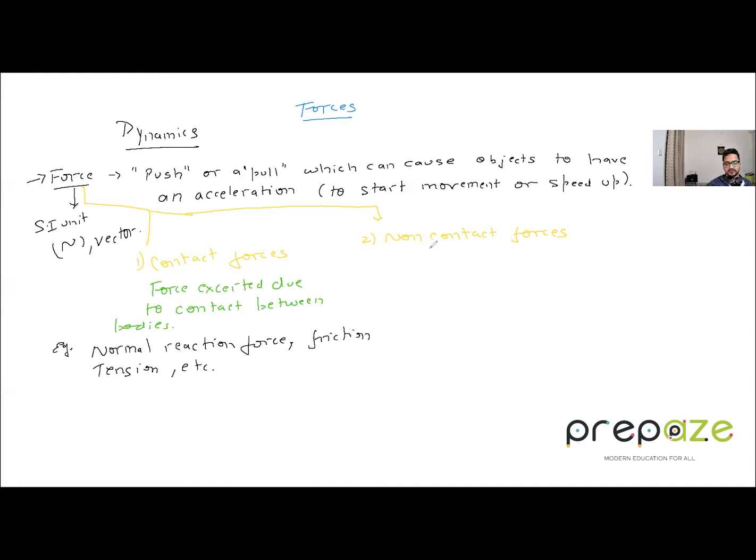Then we have non-contact forces that act through vacuum. For example, in this category we have gravitational force, which is weight, and electrostatic force. These are both examples of non-contact forces. These two forces will be discussed in later chapters; right now, in forces, we will not be discussing them.